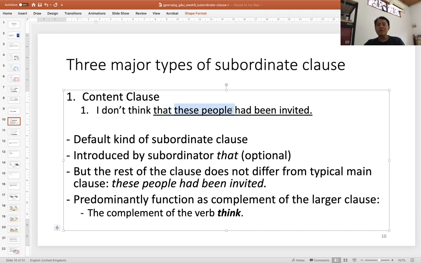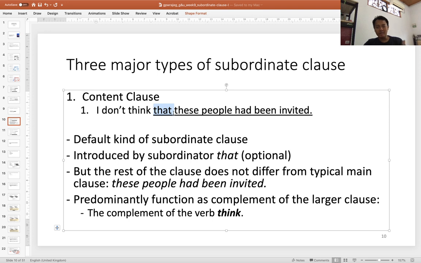But when you see the rest of the subordinate clause, namely these people had been invited, this clause appears similar to a main clause. You can use these people had been invited as a main clause. But because it is introduced by that, it occurs as a subordinate clause. And in this example, the subordinate clause functions as a complement of the verb think.